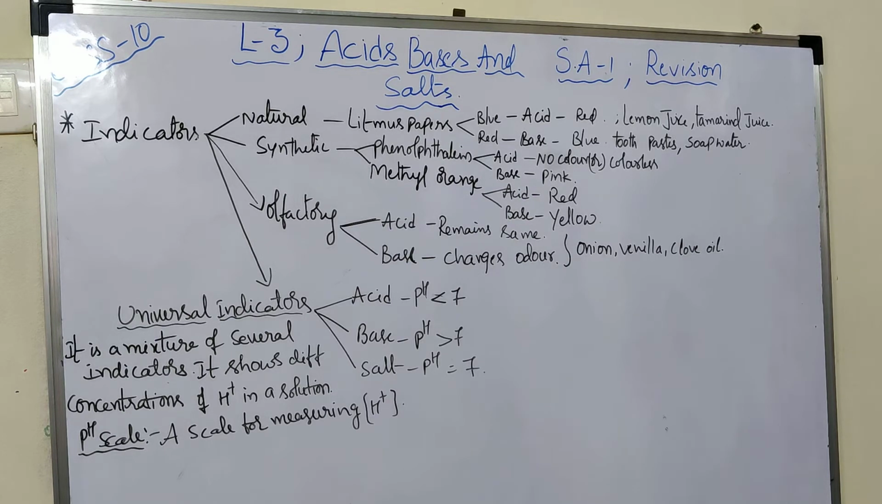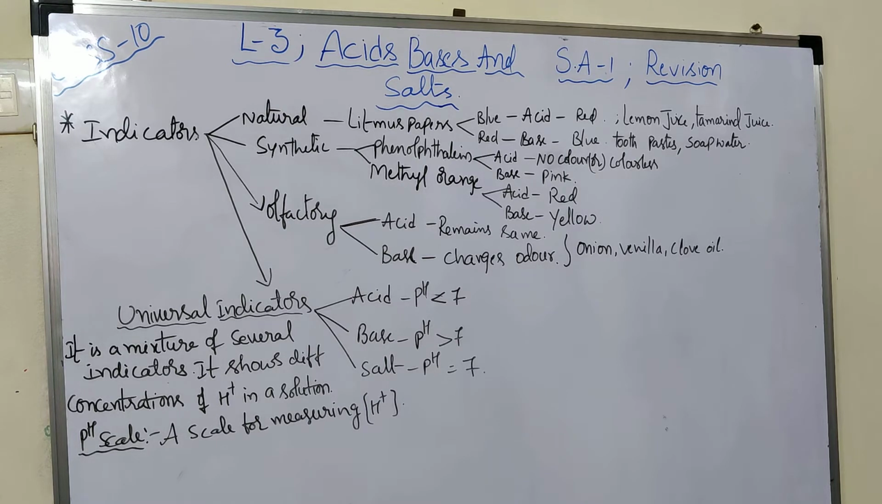We have in our textbook the colors of pH, so once refer to that. And here, what is pH? It is a scale used for measuring hydrogen ion concentration in a solution. By using the universal indicator, in acids the pH value is less than 7. In bases, the pH value is greater than 7. And in salts, the pH is equal to 7. So this is about the indicators.